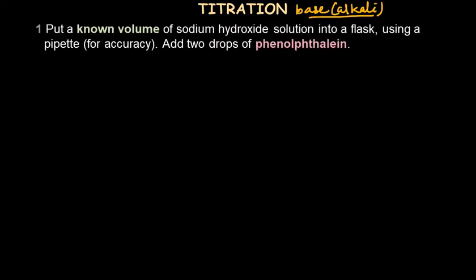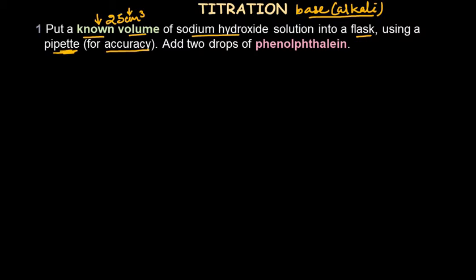The first step for the titration method is to put a known volume of sodium hydroxide alkali, or any other alkali which we are using to prepare the salt, in a conical flask using a pipette. Suppose we use 25 centimeter cube of sodium hydroxide, then we are accurately adding the same volume every time. We use a pipette because a pipette gives accuracy.